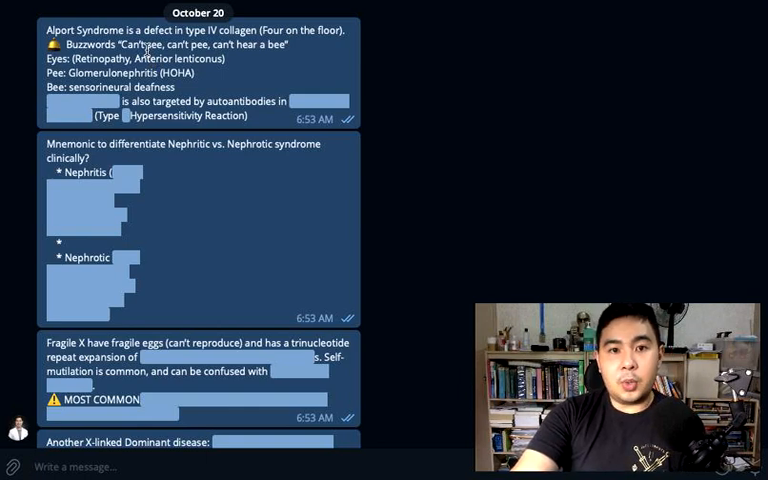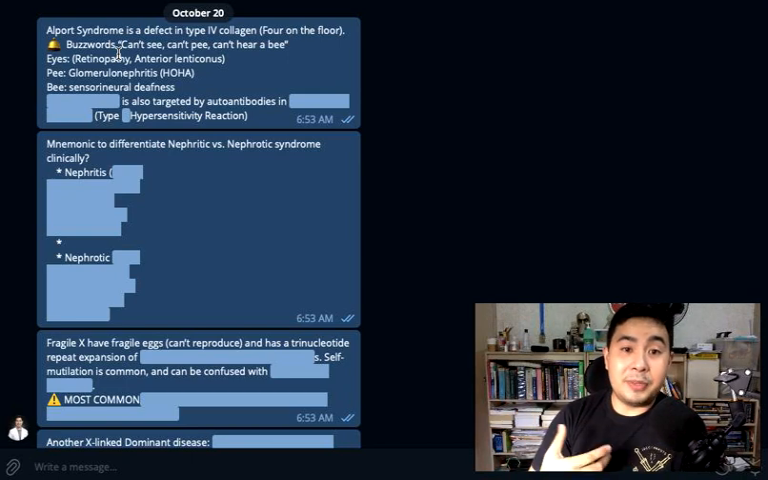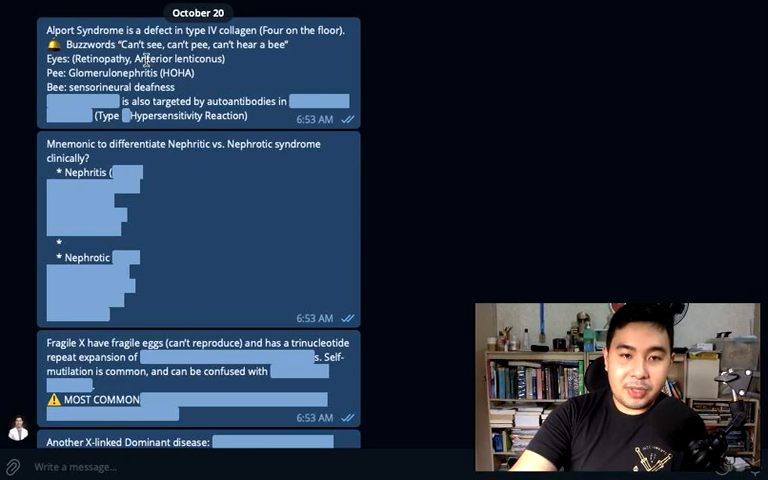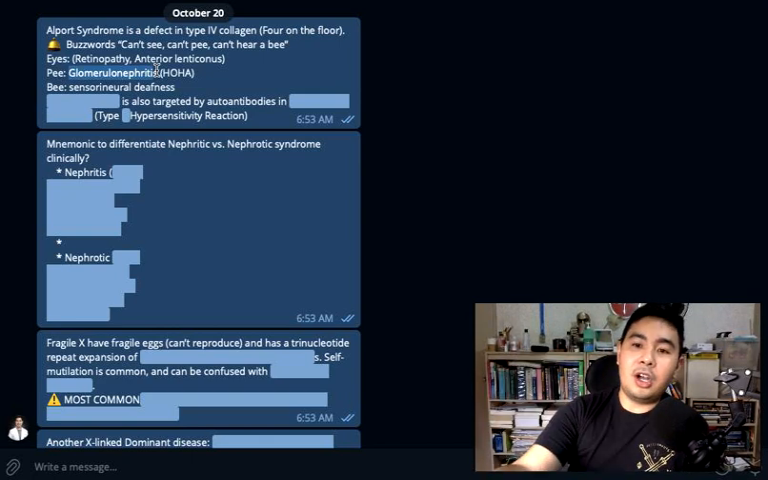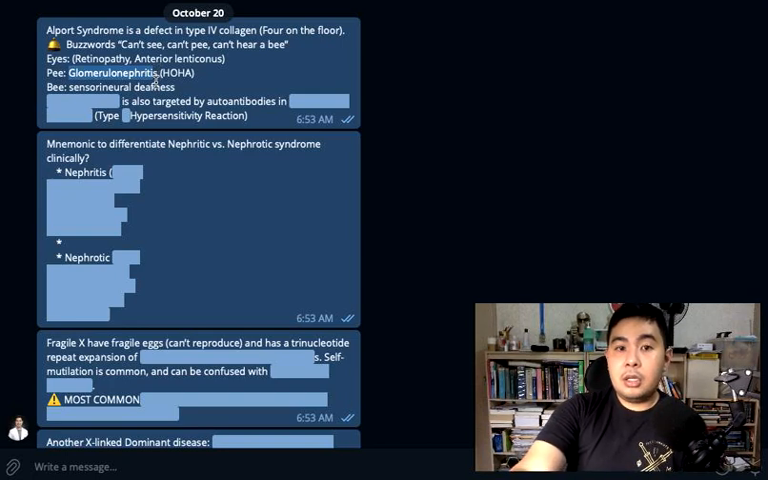Let's look further into this mnemonic. So why can't they see? Because these patients would present with retinopathy and anterior lenticonus. So these people with Alport syndrome can't see, and they can't pee because they would present with glomerulonephritis. The glomerulonephritis, HOHA. Okay, we're going to be talking about that later, but that's a way to remember the manifestations of patients presenting with nephritis. Why can't they hear B? Because these patients would present with sensorineural deafness.